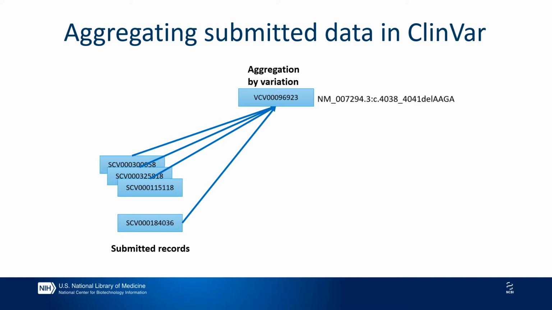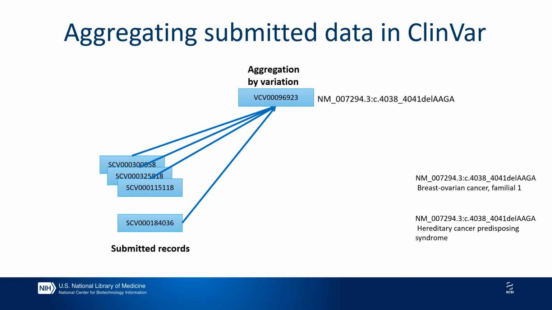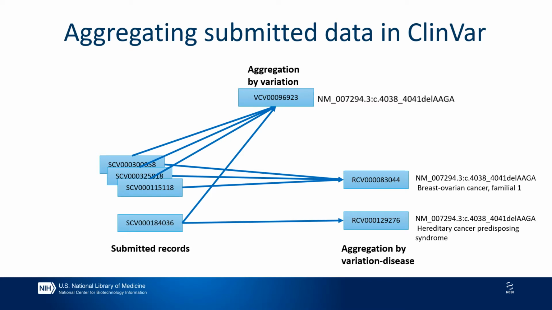If you look more closely at these submissions, you might notice that the first three were interpreted for breast ovarian cancer familial 1, and one of them was interpreted for a slightly more generic term, hereditary cancer predisposing syndrome. So we also aggregate the records by the variant and disease pair. So the three submissions that were interpreted for breast ovarian cancer familial 1 are aggregated into one RCV record, and the submission that interpreted the variant for hereditary cancer predisposing syndrome is aggregated into a separate RCV record because it's for a different variation disease pair.